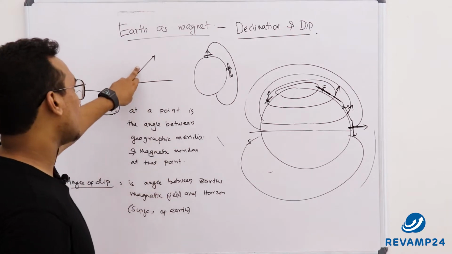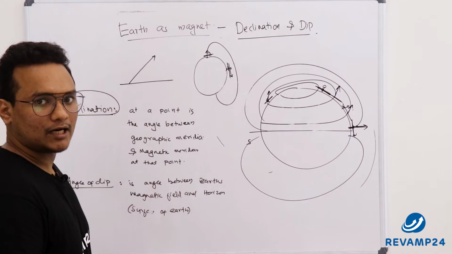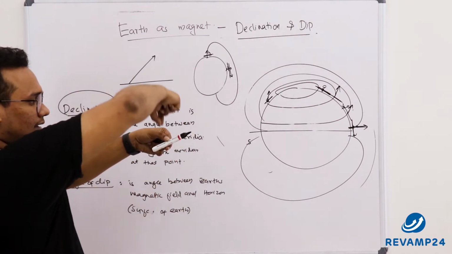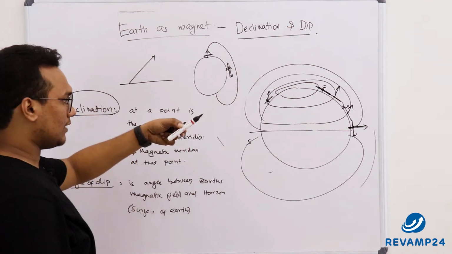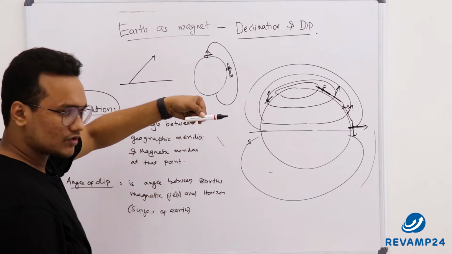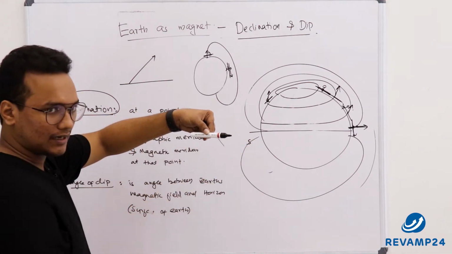Now how do we get the direction of the magnetic field at that point? It's very simple. Just keep a magnetic needle hanging at a point. So what will happen? If it is going in this way, that will basically happen at the equator, where the magnetic field line is parallel.